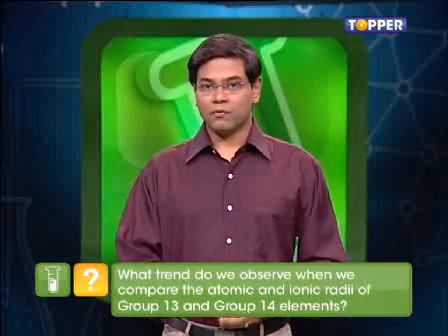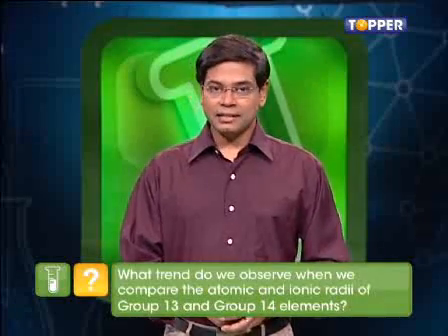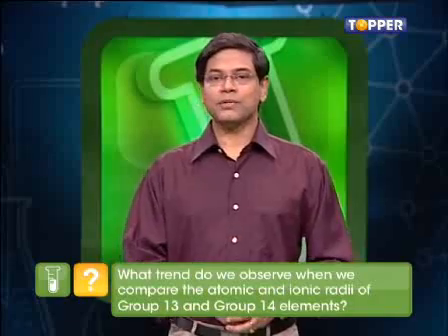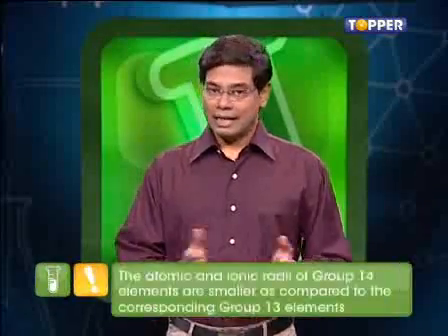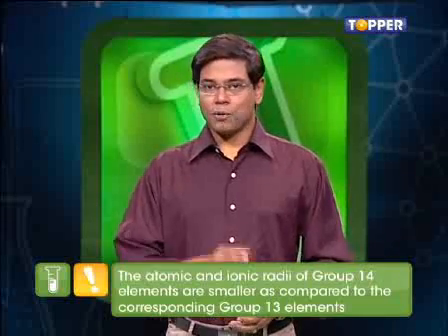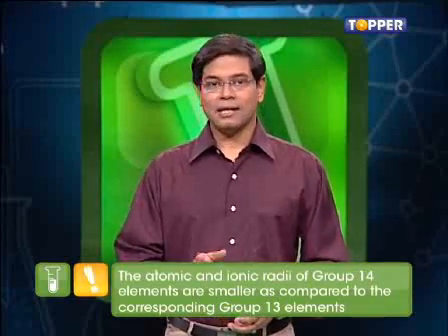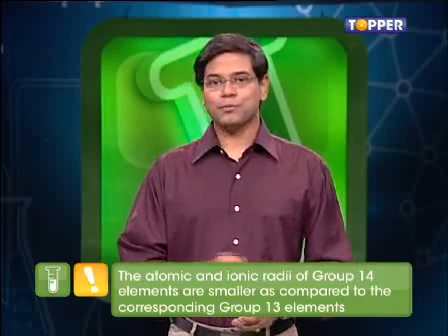Before the break, I had asked you, what trend do we observe when we compare the atomic and ionic radii of group 13 and group 14 elements? And the answer is, the trend varies as we move from group 13 to group 14. The atomic and ionic radii of group 14 elements are smaller compared to the corresponding group 13 elements. This is due to increase in the effective nuclear charge as we move from left to right, that is, from group 13 to group 14 in the same period.